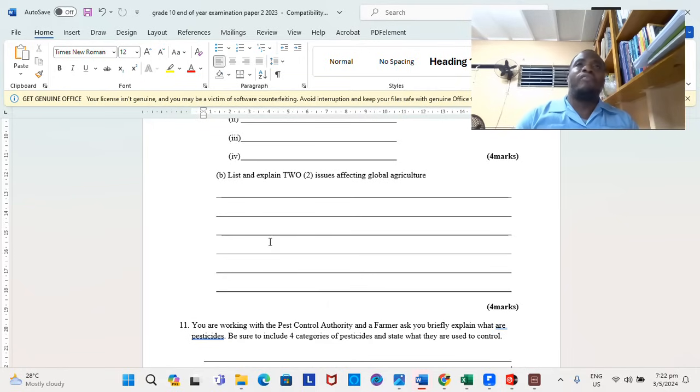We know we have the challenge of, again, global warming. That's a global issue. It creates a problem where temperatures may be too high for certain plants.